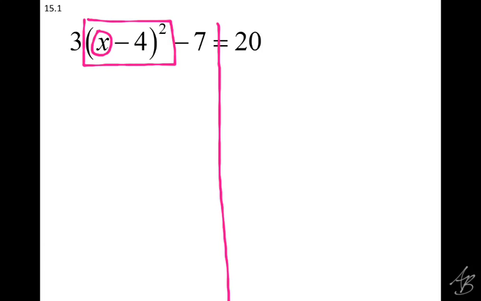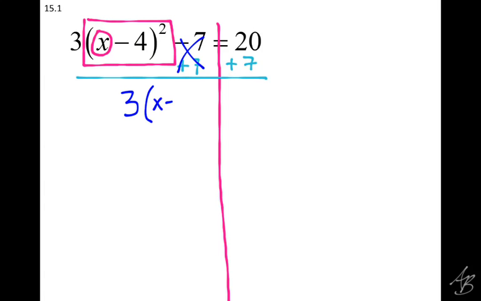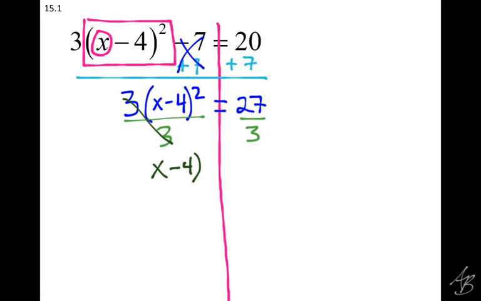So I do need to get rid of 2 things that are outside of the box, which are what? The negative 7 and the 3. We need to get rid of those 2 things before we can start worrying about the square. So we get rid of the minus 7 by adding 7. That leaves the 3 times the square. And on the right side, what do we get? 27. And then we get rid of the 3 by dividing. 3's cancel, leaving the square, x minus 4 squared.